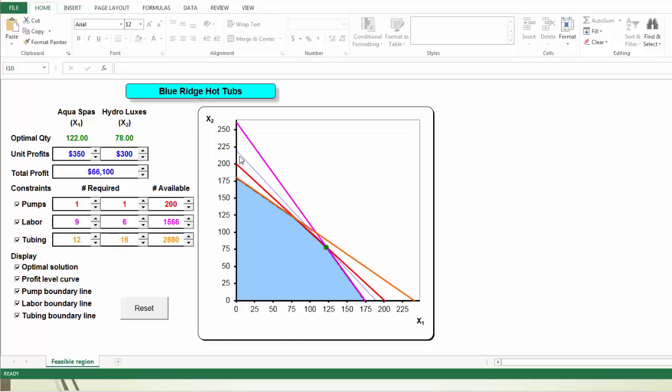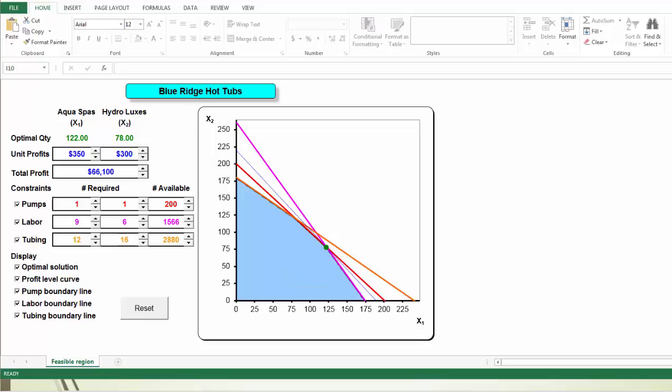Let's look at this blue dotted line. This is the level curve, and actually a special level curve, which gives us the optimal solution. Where can we find the optimal solution? On this graph, that is this green dot, and that gives us 122 and 78.